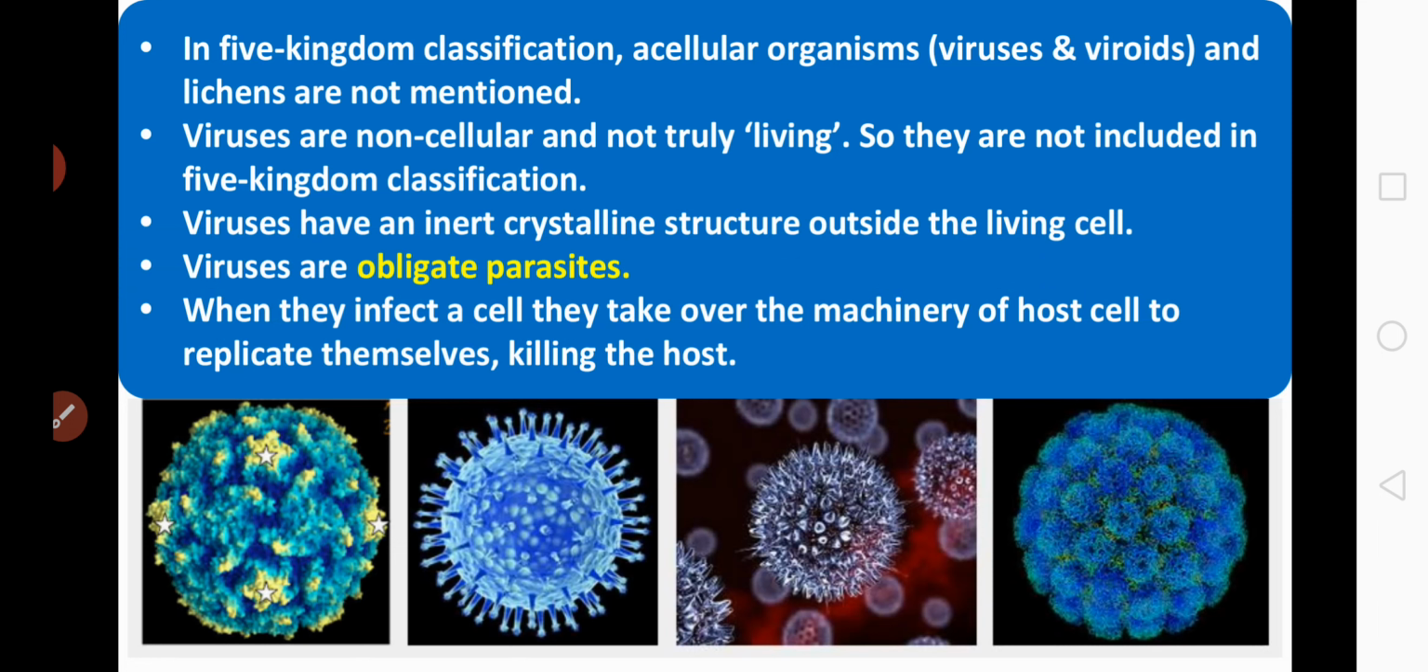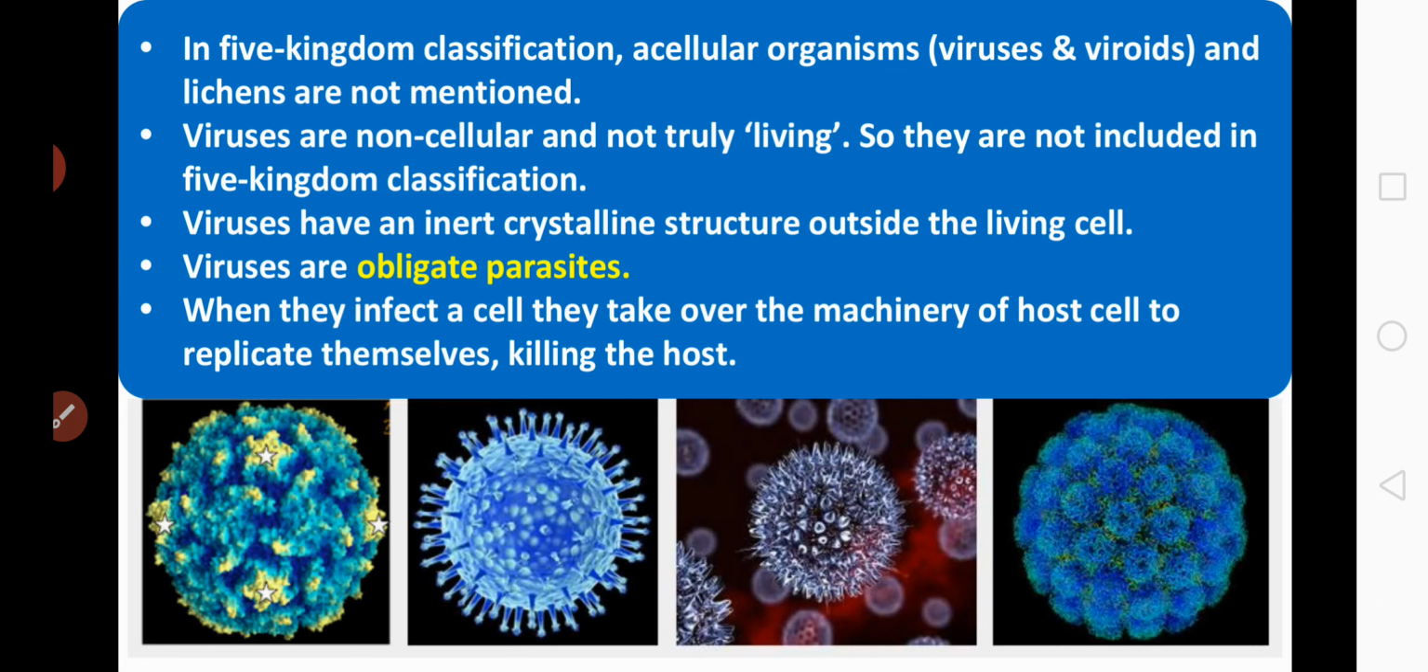In five kingdom classification of R.H. Whittaker, acellular organisms and lichens are not mentioned. So acellular organisms, which includes viruses and viroids. Okay, why they are referred as acellular? So what is the meaning of acellular then? Acellular means without the cell, non-cellular.